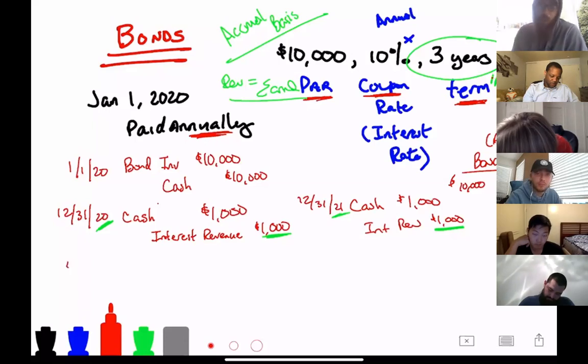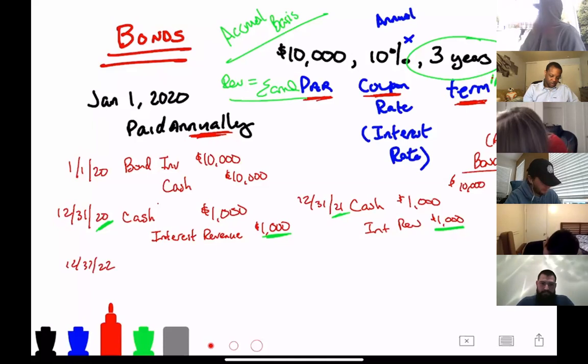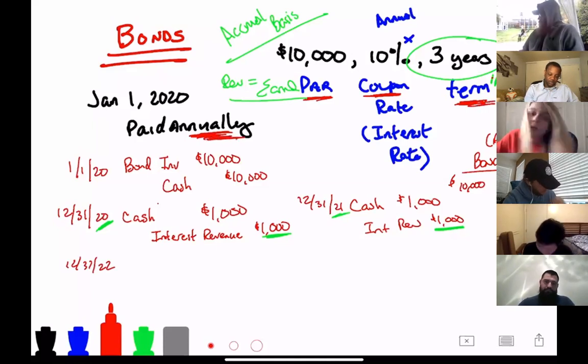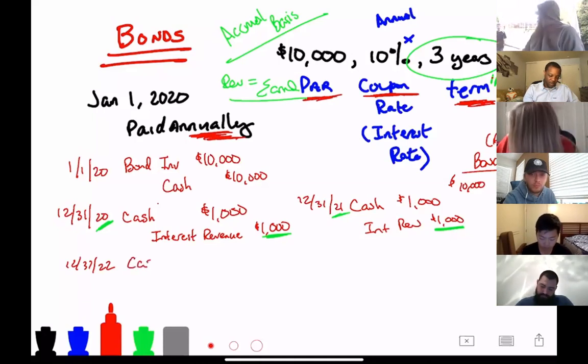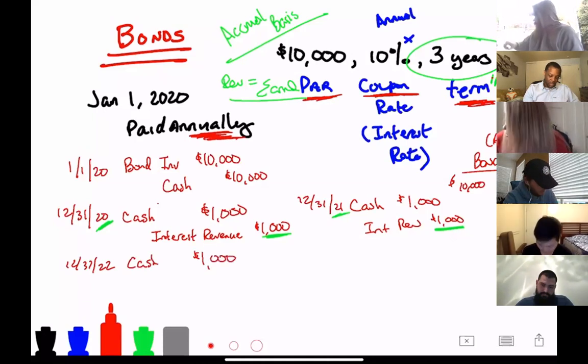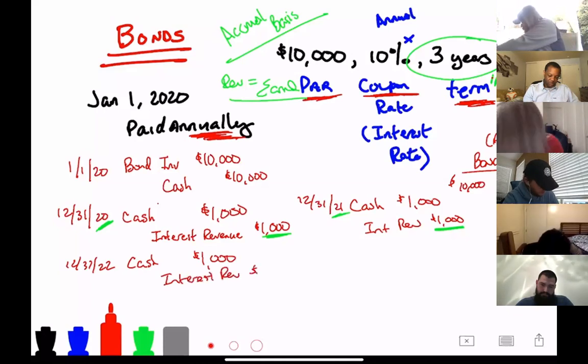So on 12/31/22, because we're getting paid annually, every year, this is our last time getting our interest, which is the coupon rate times the par. So that is another $1,000 in cash. And we credit our interest revenue because we're earning interest of $1,000.